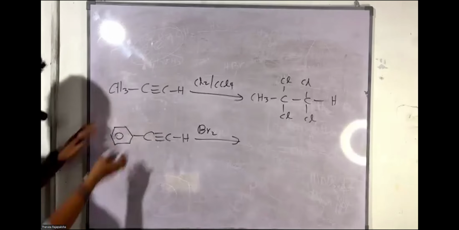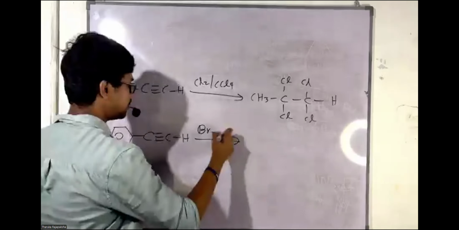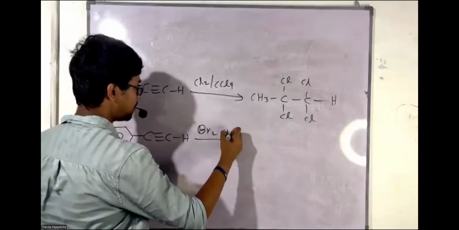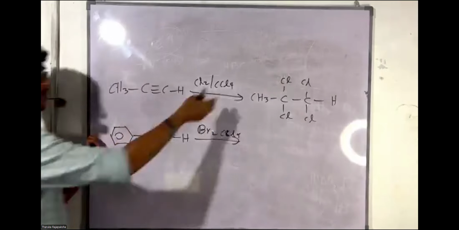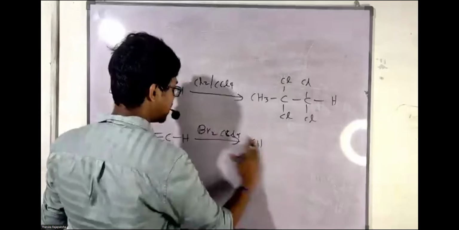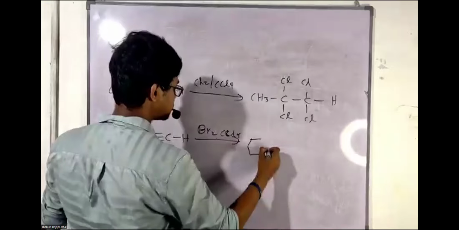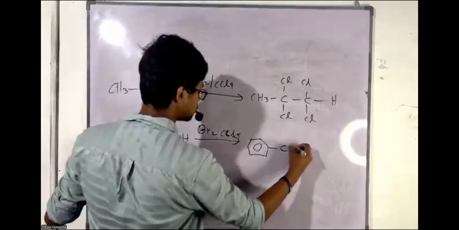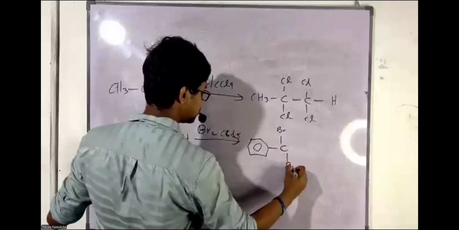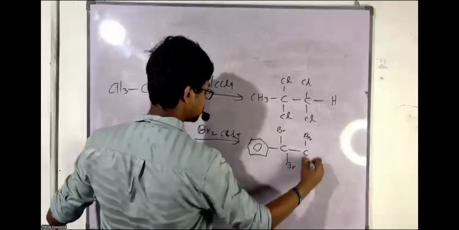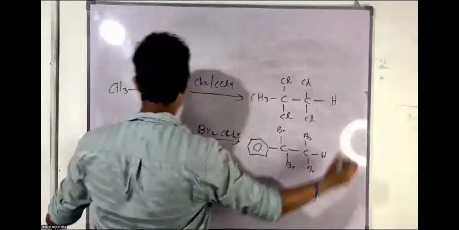Attaching that to this compound, nothing will happen to the ring. Just the normal reaction with Br2 in CCl4 will happen, where the alkyne will be converted to something like this by attaching the Br atoms. Br here, and hydrogen here. Write this down.